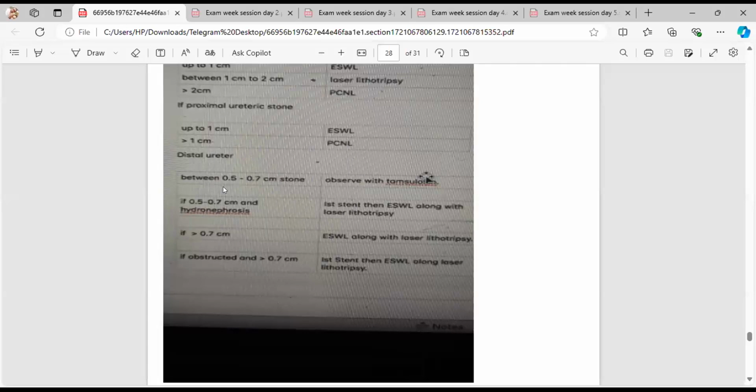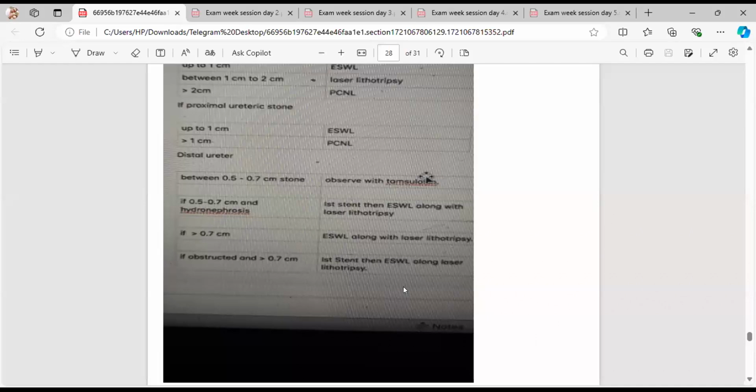Distal ureter, the other portion of the ureter: between 0.5 to 0.7 centimeter, observe with medical expulsive therapy. If there is hydronephrosis, then we will do the stent first. If more than 0.5 centimeter, we will do ESWL. If in the question it says mild hydronephrosis, or maybe they give the symptoms of mild hydronephrosis, if hydronephrosis is there, please mark stent.